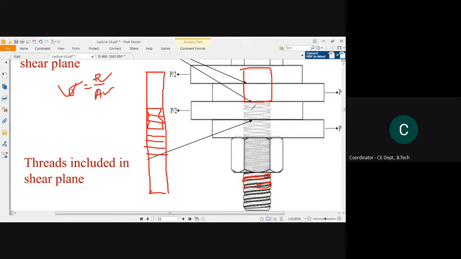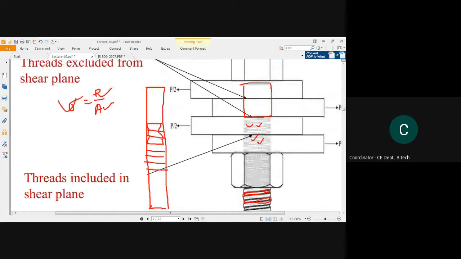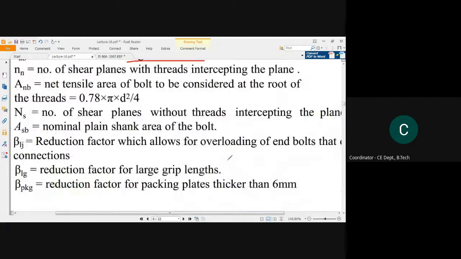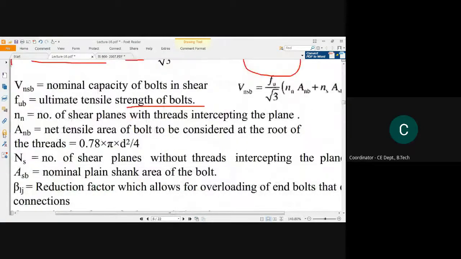Why? Because the area has decreased in this threaded part. So the decreased part of area will be considered as the net area. Okay, this is the net area. So Anb is represented as the net tensile area of the bolt, to be considered at the root of the threads. This is considered as C.